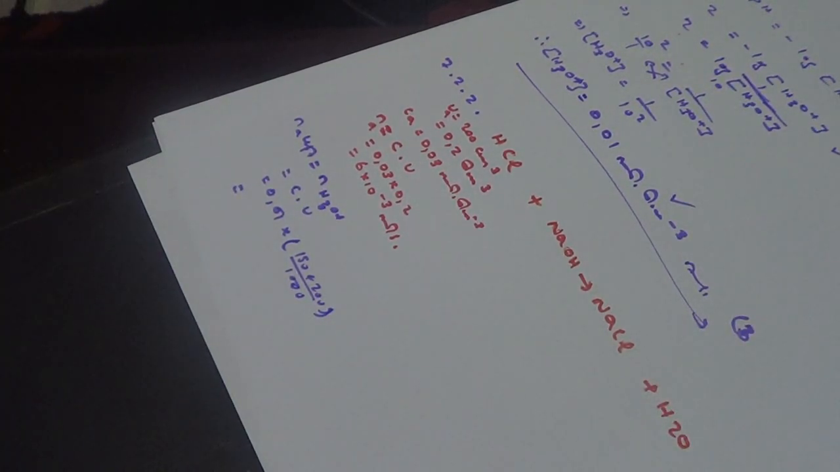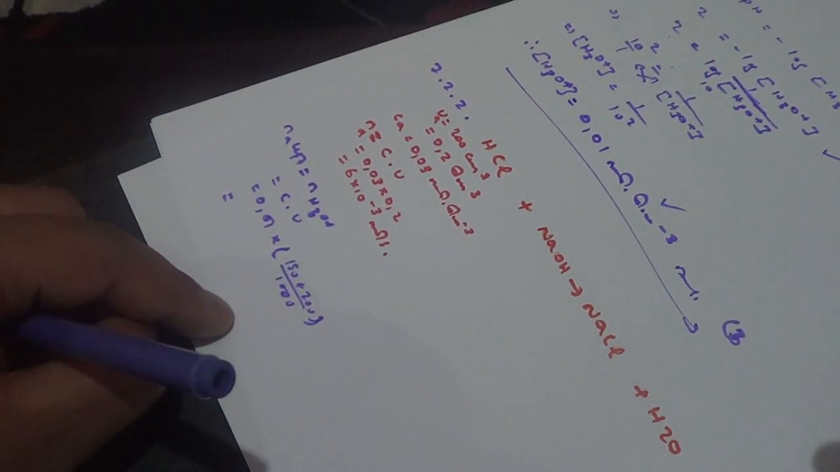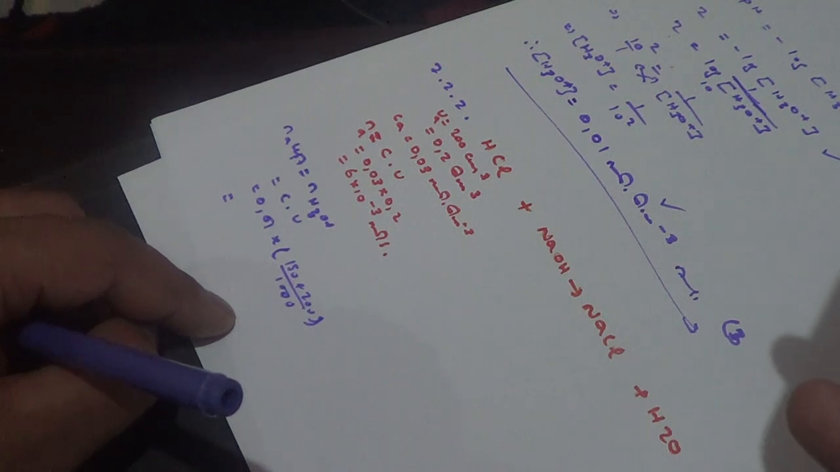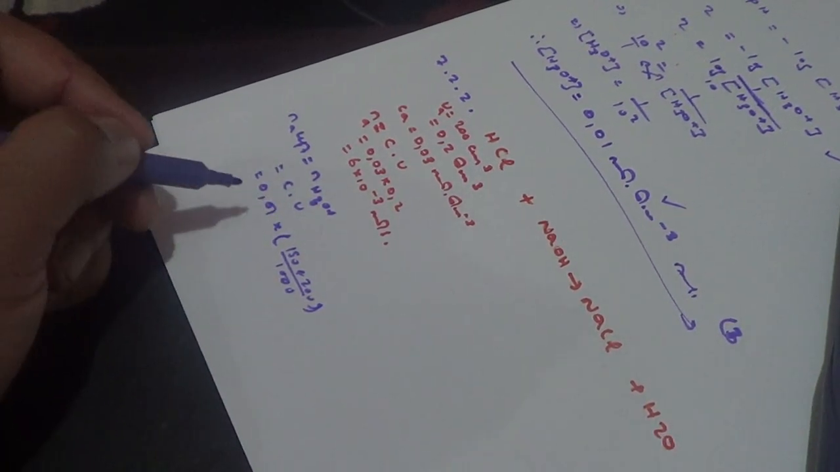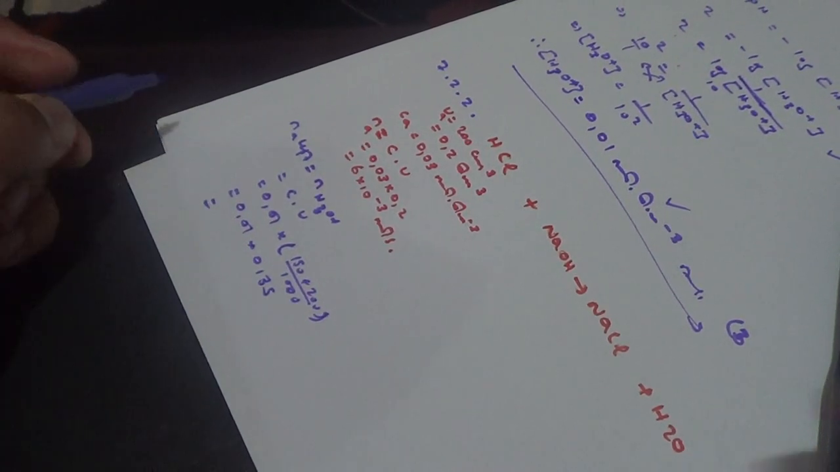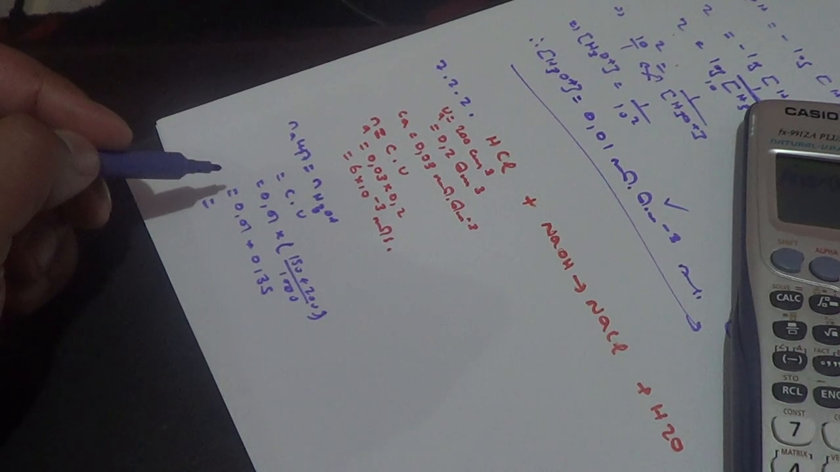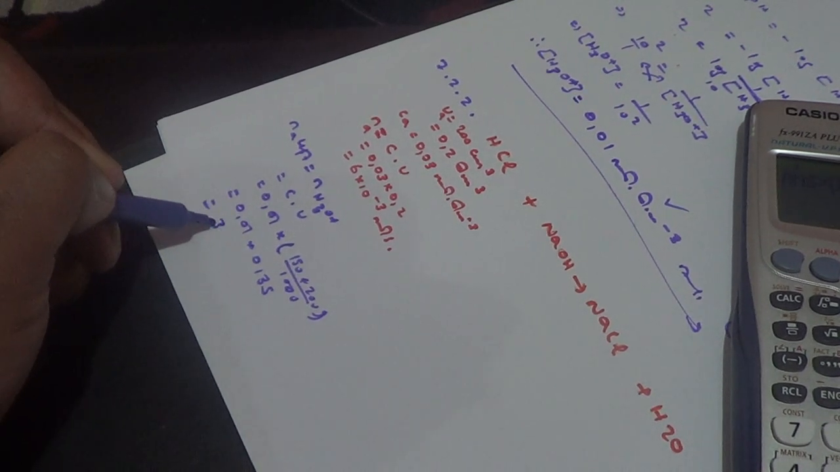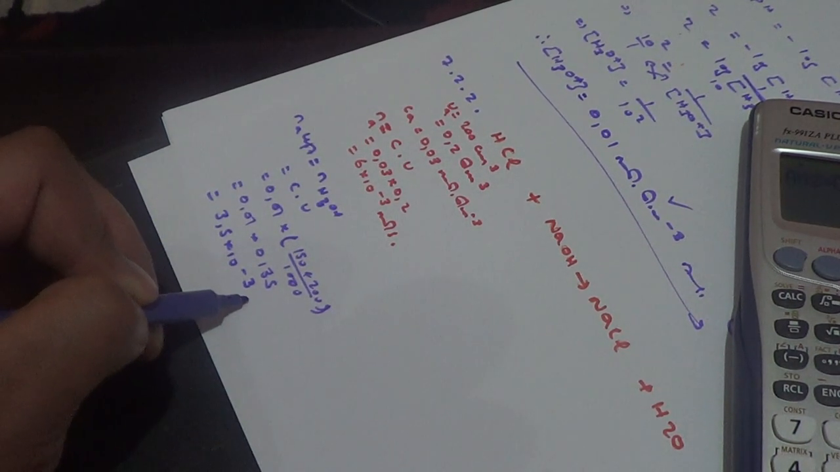Otherwise, you can summarize this. So let's see, 150 plus 200 gives me 350 divided by 1000. I get 0.35. So let's see, this 0.35 multiplied by 0.01. Get 3.5 times 10 to the minus 3 moles.